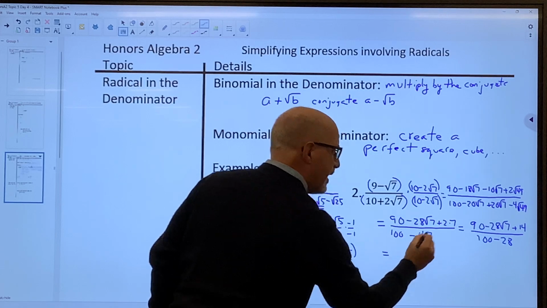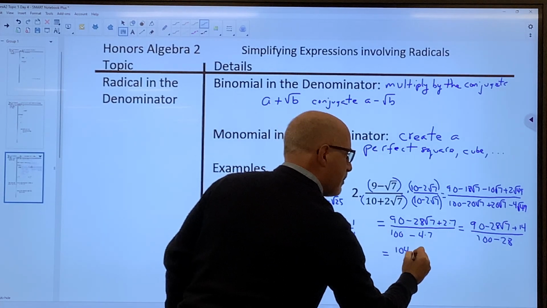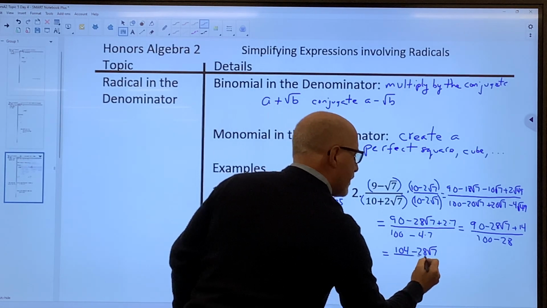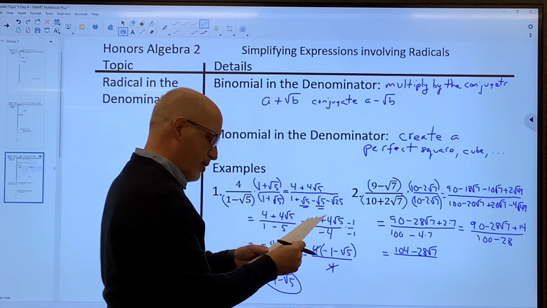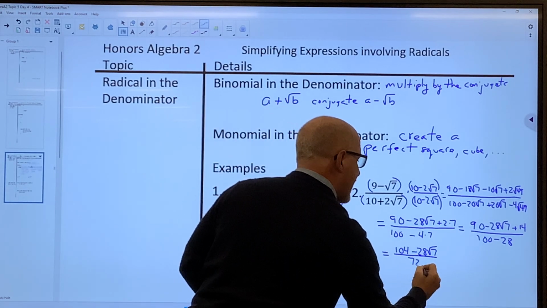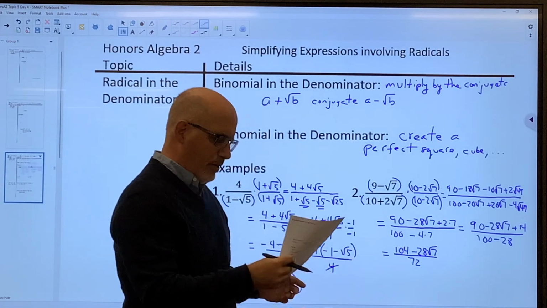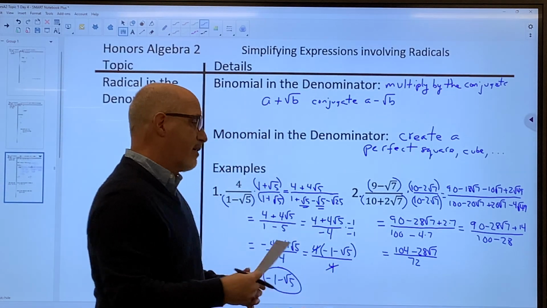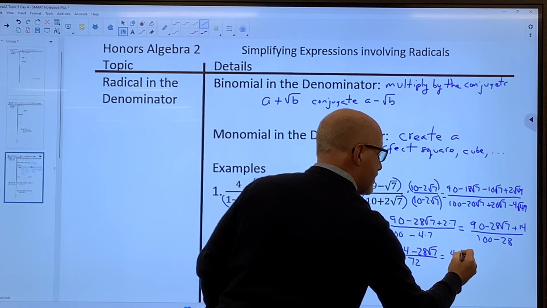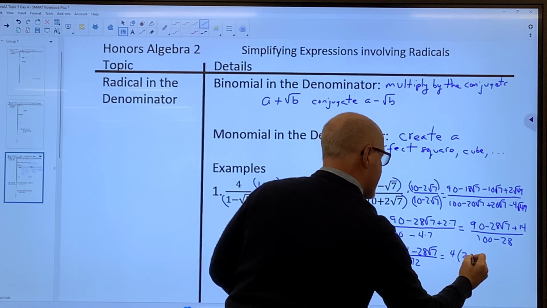All right, let's simplify. 90 plus 14 gives me 104, minus 28 square roots of 7. And down the bottom, we've got 100 minus 28 should give us 72. Now we're looking for a common factor out of all of these. Just like in this one, I was able to take out a 4. Well, here 4 is a common factor as well. Take out a 4, and this is going to be 4 times 26.